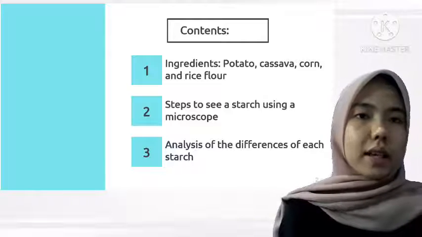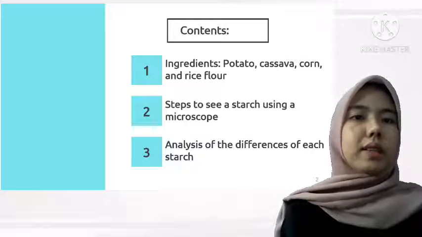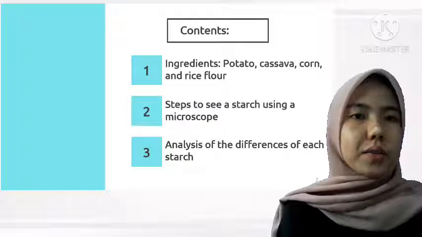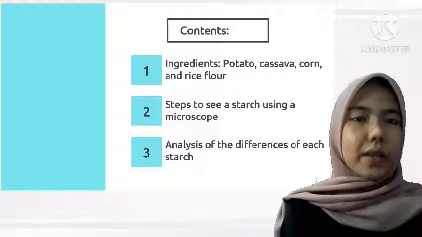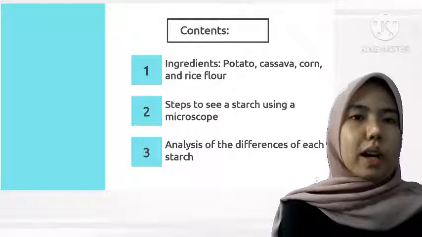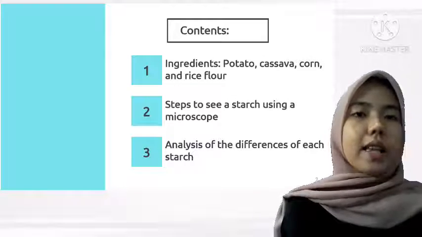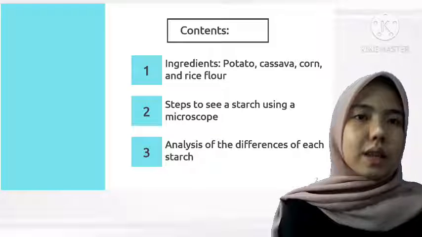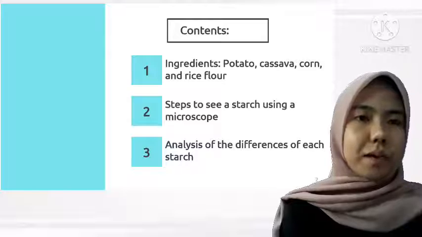And the second point is the steps to see starch using a microscope. The thing to do is to take a few grains of starch using a spatula, then put it on the glass preparation and cover with a cover glass. After that, observe what is seen in the starch through the ocular lens. And the last point is analysis of the difference of each starch after conducting the experiment.